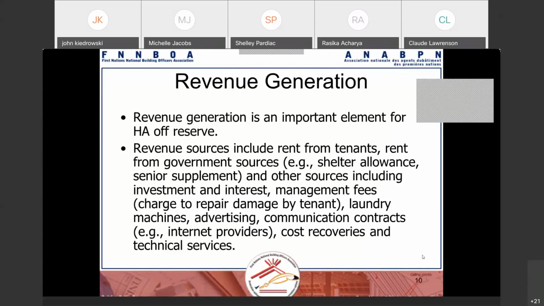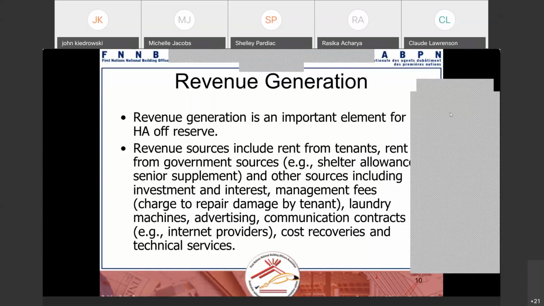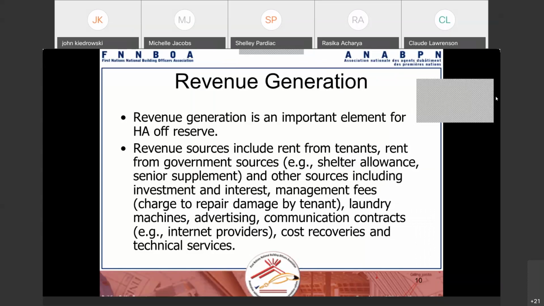So for example, a housing authority generates only up to about 44 to 52% of their total revenues from rent. The other 45% is from government revenues, such as shelter allowance payments. And just to give an example, in a housing corporation in Ottawa, 38% is collected from rent and 61% is collected from other government sources. So while rent is important, it's also through shelter allowance.